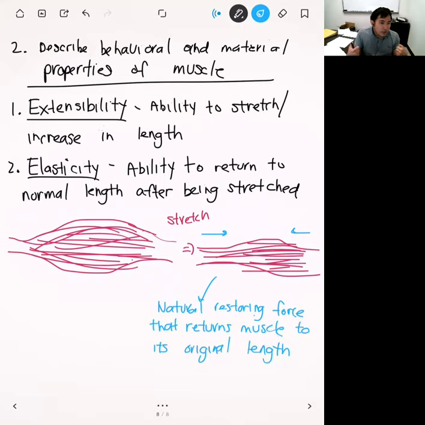But for elastic solids, we expect it to go the other way too. And so if we compress a material, then there's going to be an outward, elastic force that pushes it back to its initial length too.